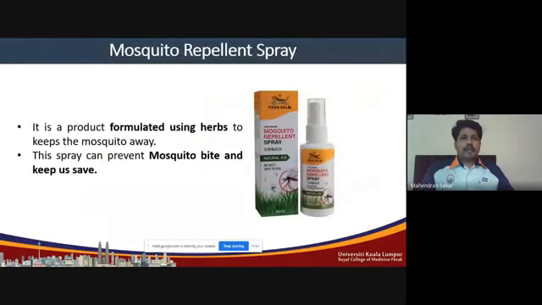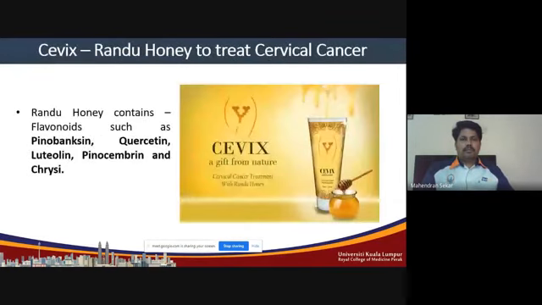Similarly, mosquito repellent spray, which contains some natural ingredients. This can prevent mosquito bites and keep us safe from mosquitoes. And cervix randu honey to treat cervical cancer. This honey is also mainly obtained from Indonesia, and it has already been proven that it can be used for cervical cancer, as it contains many flavonoids.